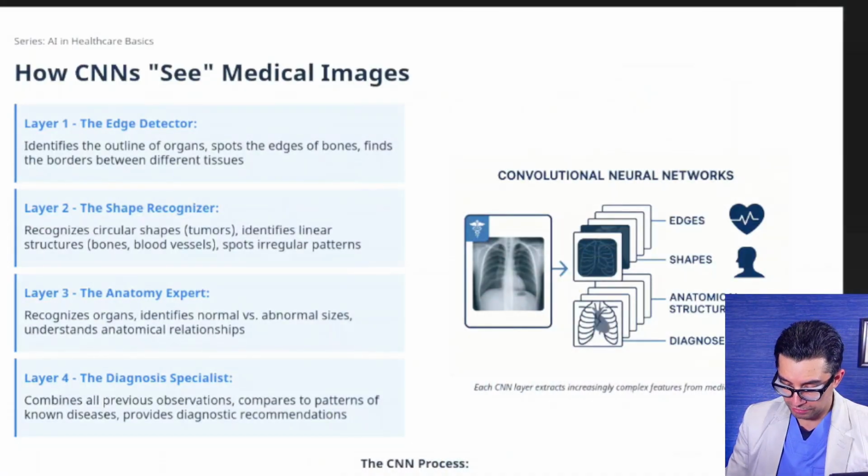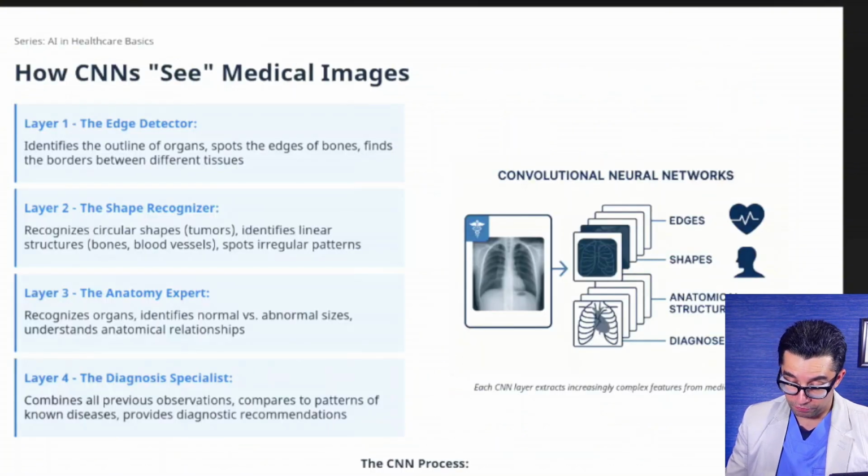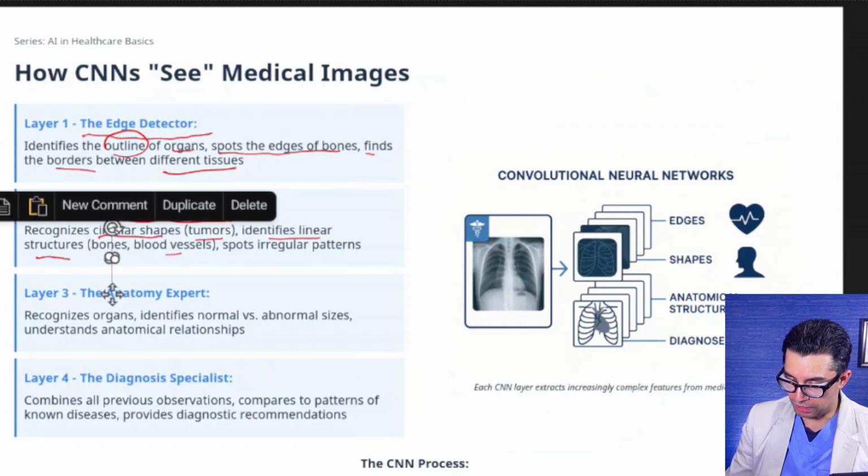All right, so we talked about different layers, right? If we go back to our main diagram over here, we had different layers, and each layer has a specific function in a way. Let's say, for example, one layer would be the edge detector: it identifies outlines of organs, spots the edges of bones, finds borders between different tissues. Then the second layer, for example, would be a shape recognizer. It recognizes circular shapes such as tumors, and identifies linear structures such as bones and blood vessels.